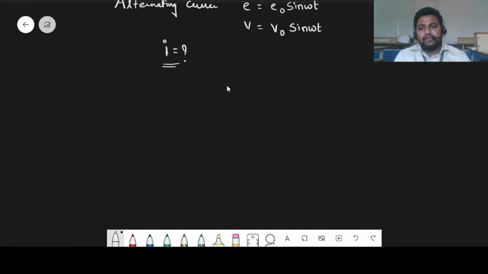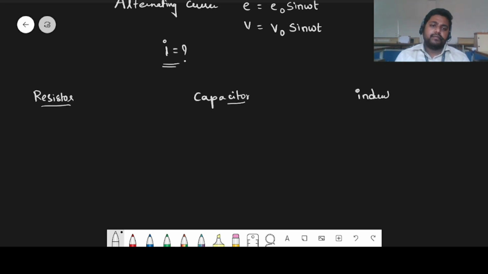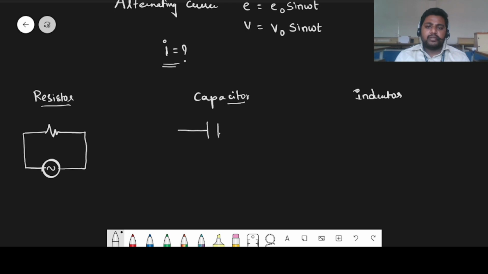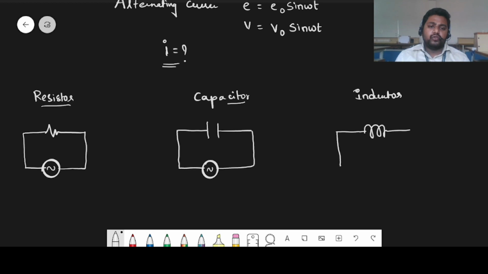So now let us analyze with a resistor first. Resistor, capacitor and inductor. Let's say this is your resistance, which is connected to an alternating source. Here a capacitor is connected to an alternating source, and an inductor is connected to an alternating source.